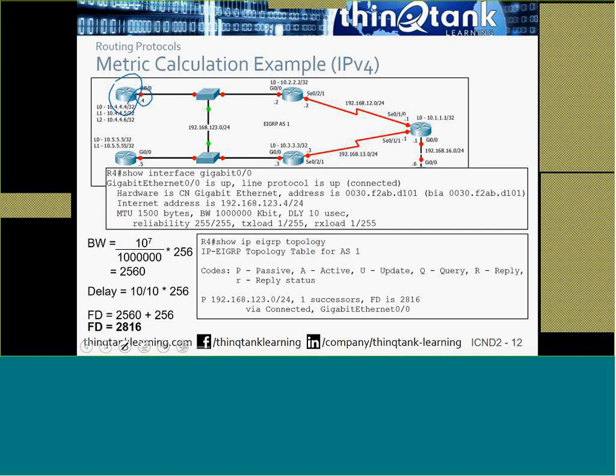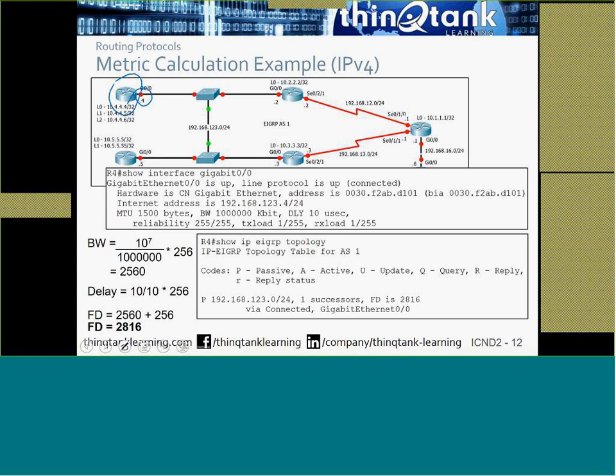You can imagine what kind of hectic environment you would have if his K values were different than your K values, because you guys would be evaluating paths completely differently. All right? Now, if you go to Cisco's website, Cisco says don't ever change the K values.